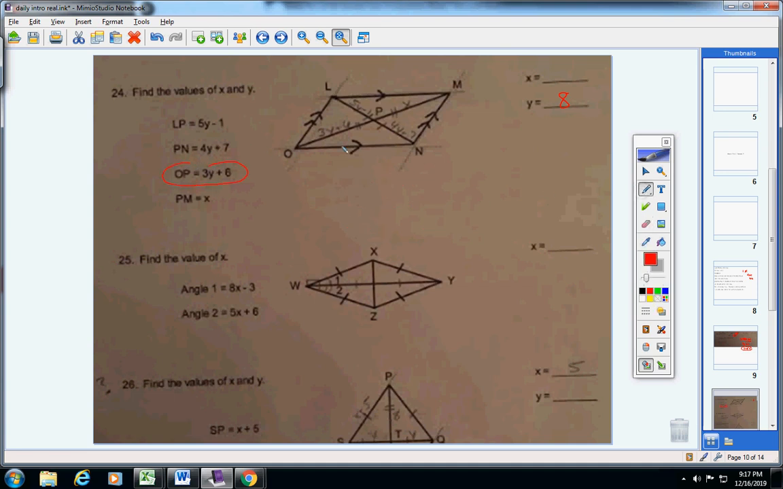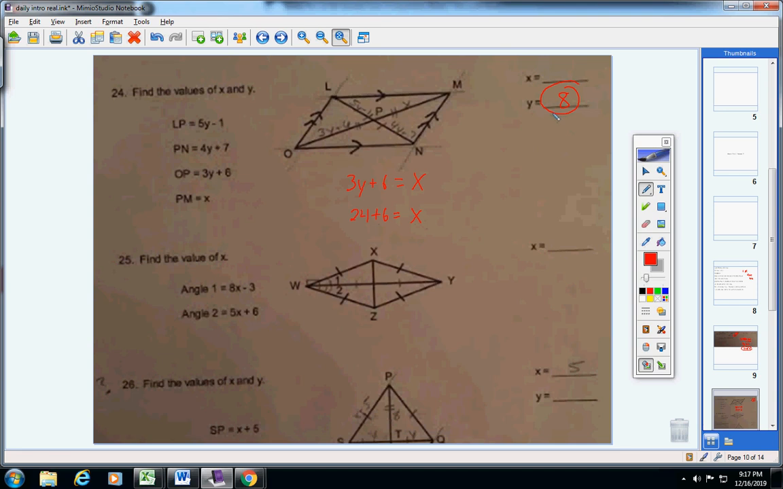Now, look at this. I tell you what OP is, and that's this length. I tell you what PM is, and that's this length. Well, remember, this segment here is congruent to this segment here. So that means this is congruent to this. So I can definitely state that 3y plus 6 equals x. Now that's two variables, except I know what y equals. Y equals 8. So where the y is, and I'm just going to do that in my head, where the y is, I can put 8, and 3 times 8 is 24. Do you see that okay?